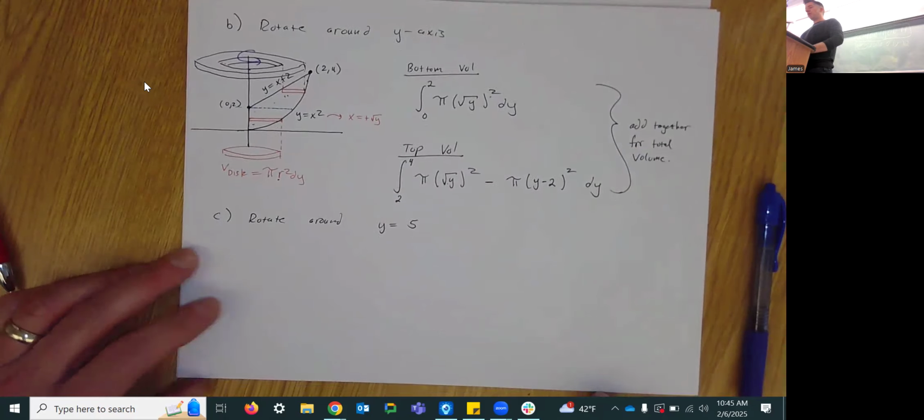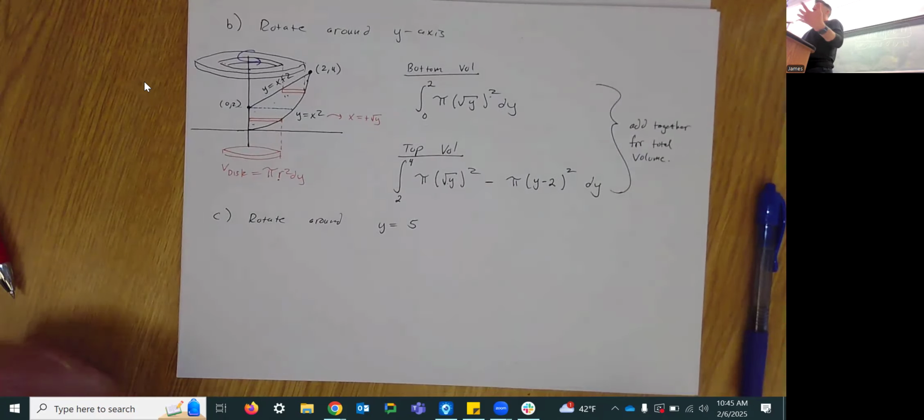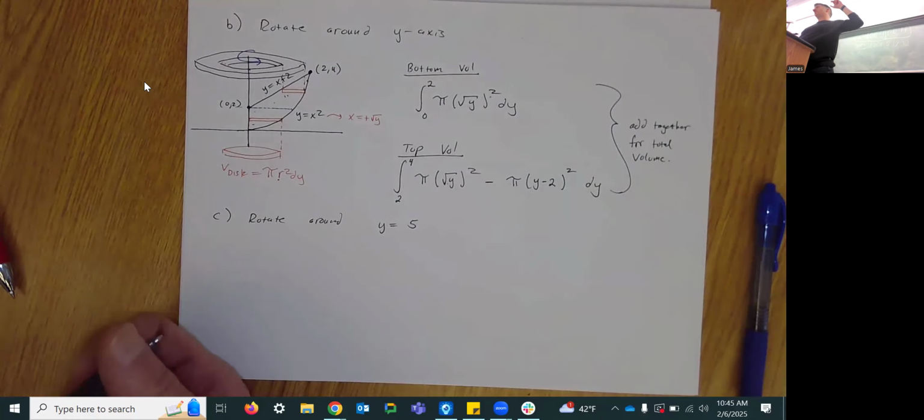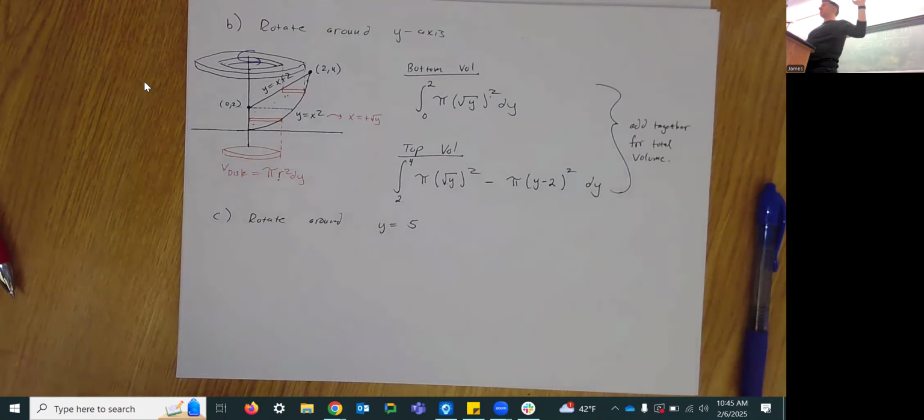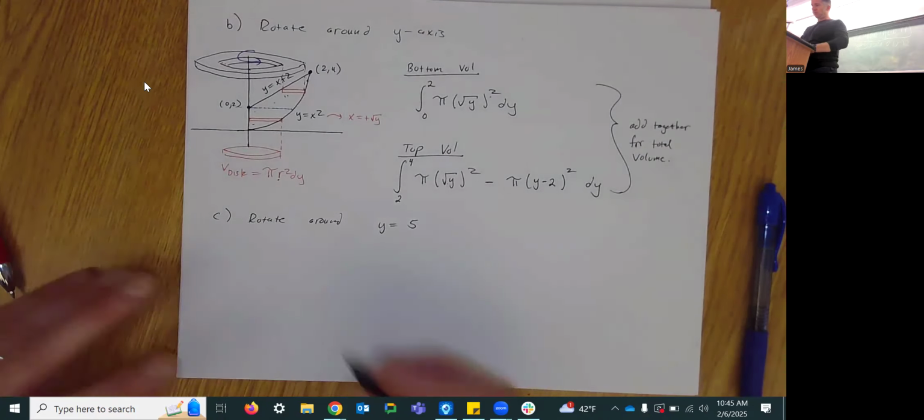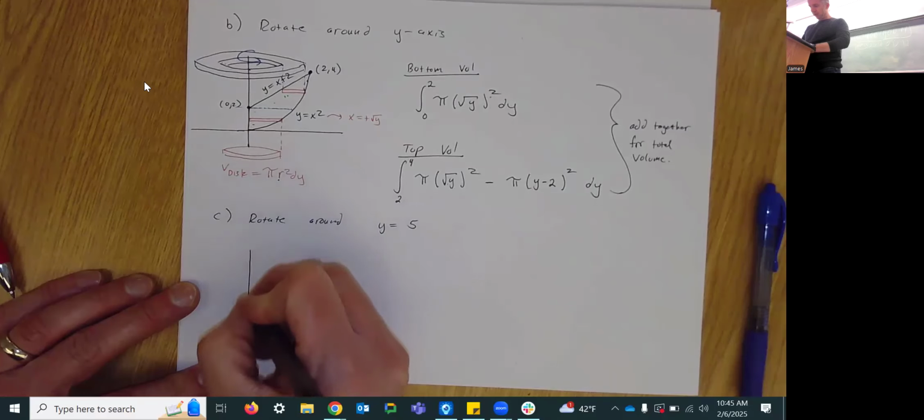So if I want to rotate around the line y equals 5, again, I like to draw the picture, I just find it helpful. Fun fact, you should never be rotating around a line that crosses through your area. That's usually just a mistake, because then the whole thing rotates on itself and it's not really sensible. I'm going to draw this again.